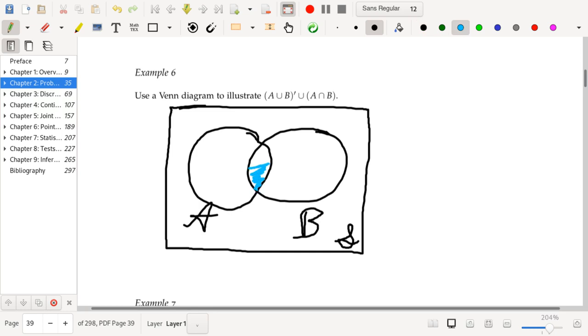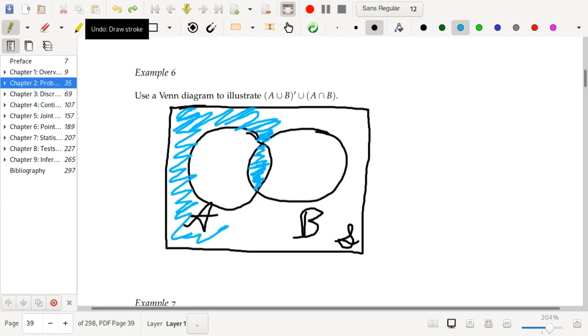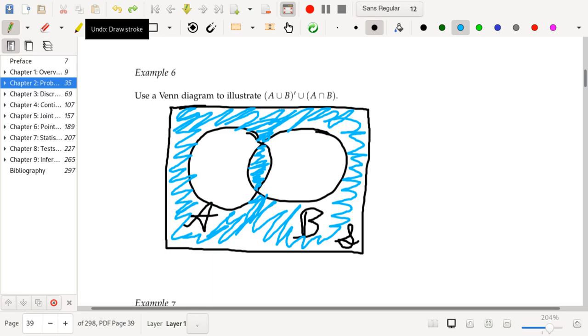As for (A or B) complement, you have the union of A or B, which is kind of this figure eight looking region here. And I want everything outside of that region because I want the complement of that region. So I'm going to shade everything that is outside of that region. And this is what you end up with. Okay, so that's one example.